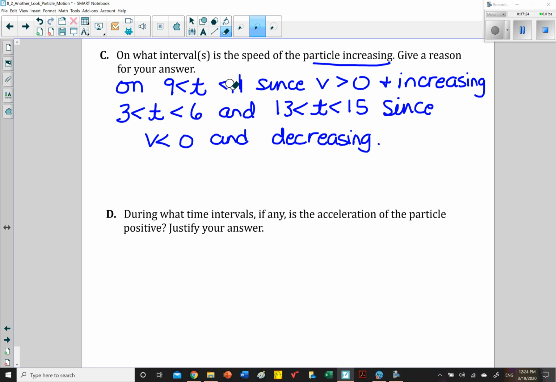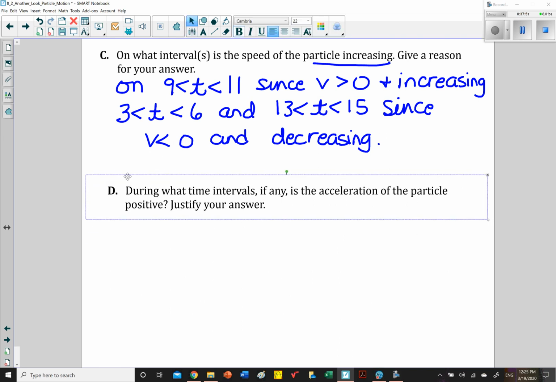Now, I'm talking about the velocity graph because I was given the velocity graph. You notice I didn't say anything about acceleration. I know acceleration is positive when the velocity graph is increasing, and acceleration is negative when the velocity graph is decreasing. But they gave us a velocity graph, so we're going to speak to the velocity graph.